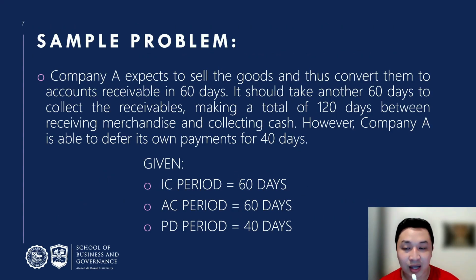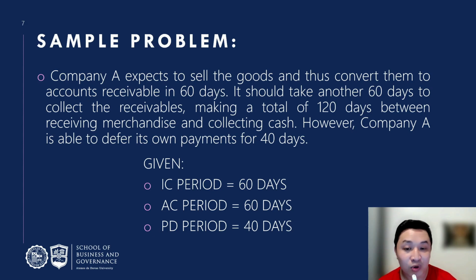So for us to understand how to get the cash conversion cycle, I have prepared a sample problem where Company A just started a business and they already have a business plan. They are expecting to sell the goods and thus convert them to accounts receivable in 60 days. And it should take another 60 days to collect the receivables, making a total of 120 days between receiving merchandise and collecting cash. However, Company A is able to defer its own payments for 40 days.